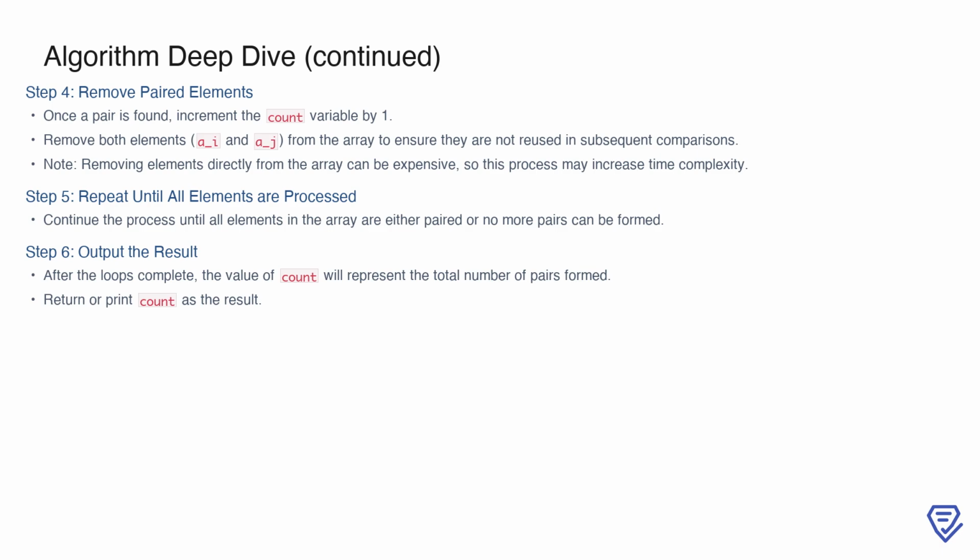We repeat this process of selecting elements, comparing them, and removing pairs until all elements in the array have been processed. At this point, no more pairs can be formed. Finally, the value of count represents the total number of pairs that were identified and removed from the array. This value is then returned as the result of the algorithm.